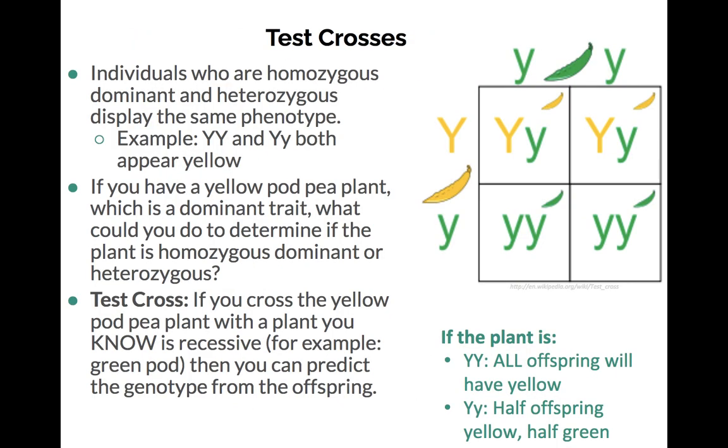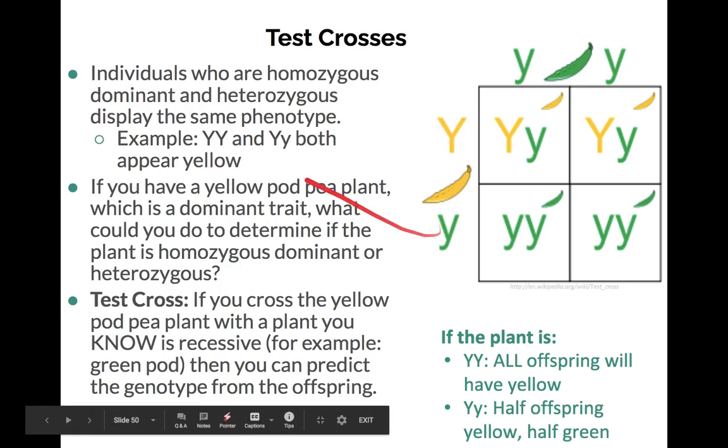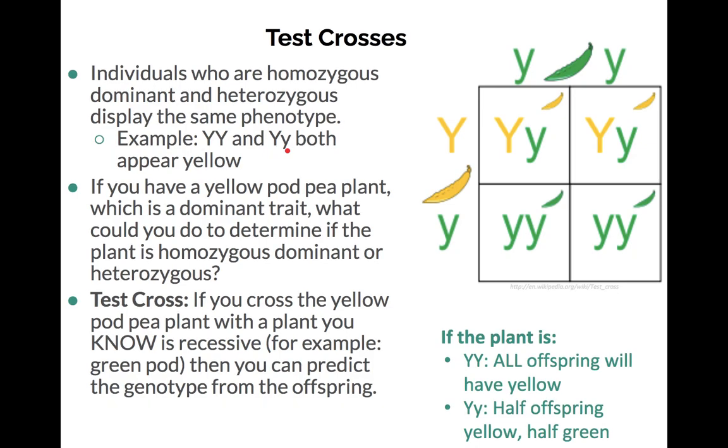All right, so test crosses. Individuals who are homozygous dominant and heterozygous display the same phenotype, right? For this example, big Y, yellow, and heterozygous big Y, little y, both appear yellow, okay? However, they have different genotypes. So say you have a yellow pod pea plant that has a dominant trait. What could you do to determine if the plant was homozygous dominant or heterozygous if you didn't know its genotype? You only had the phenotype.